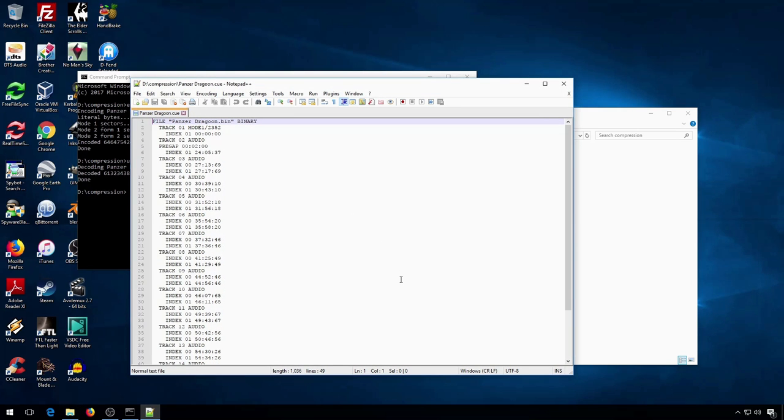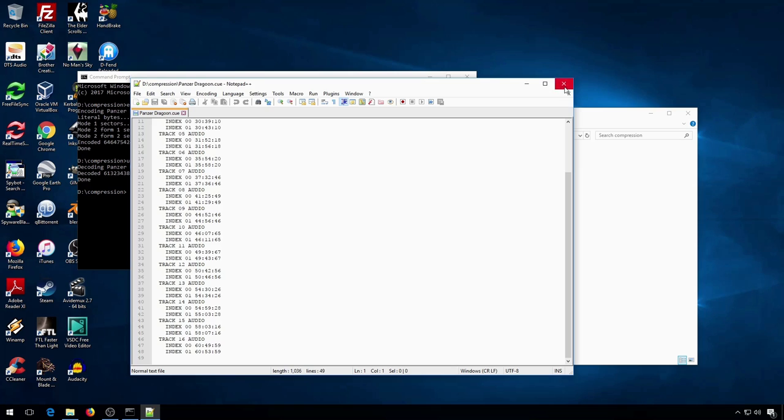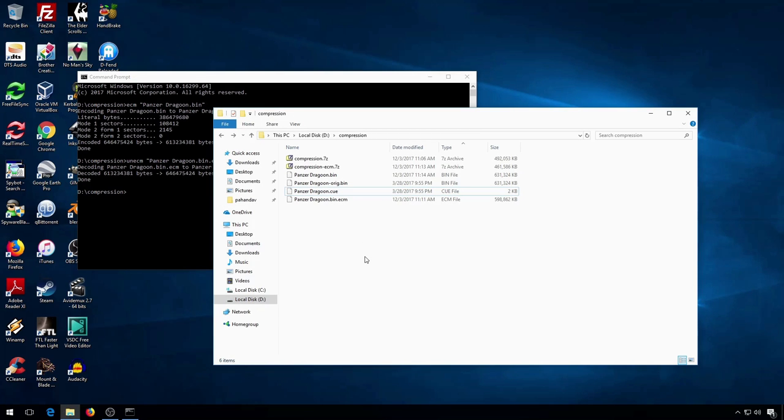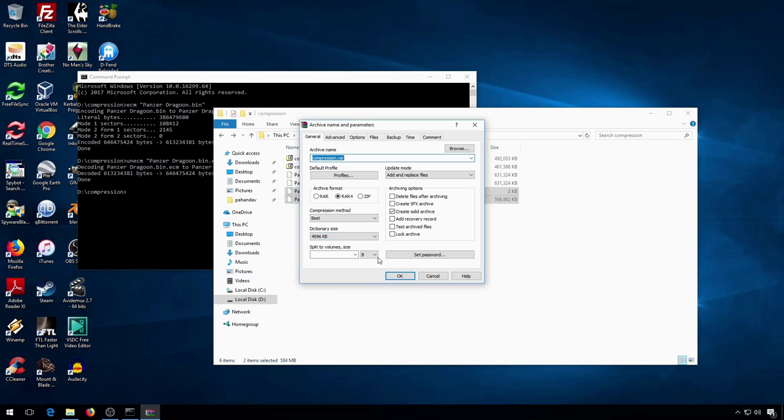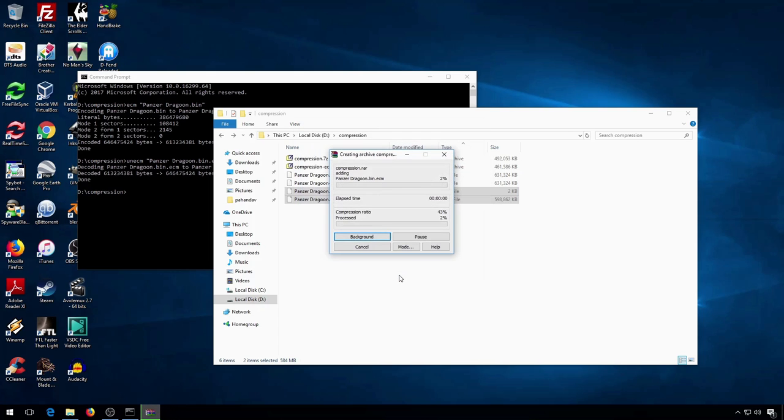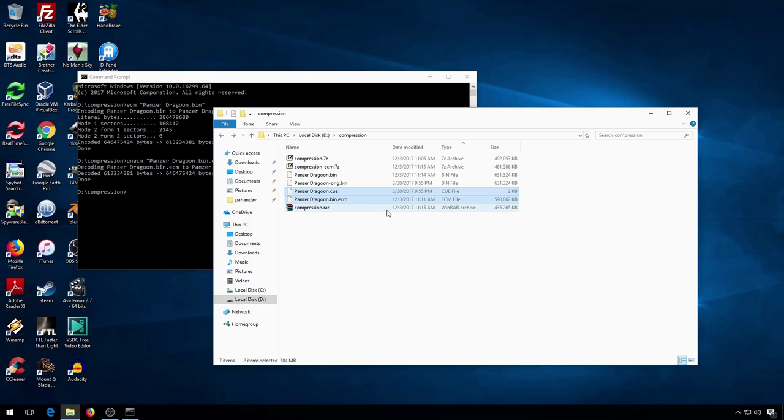This game is a mixed mode image, which means it has both data and audio tracks. The WinRAR 4 format is very good at compressing files with PCM audio in them. This will be smaller than what 7-Zip can do. As you can see, the WinRAR file is the smallest of them.